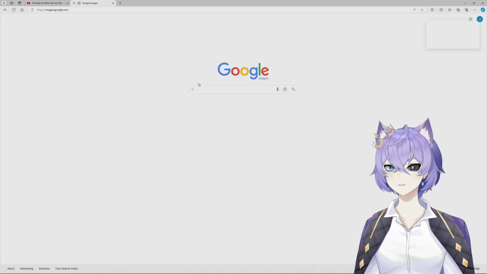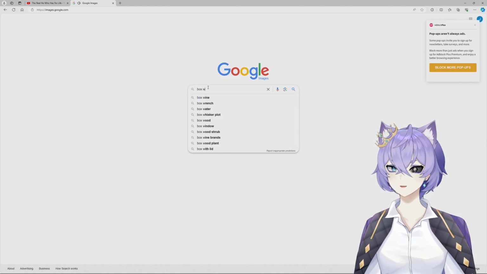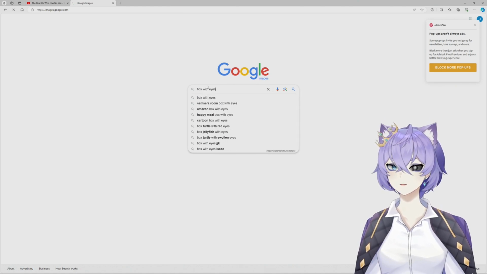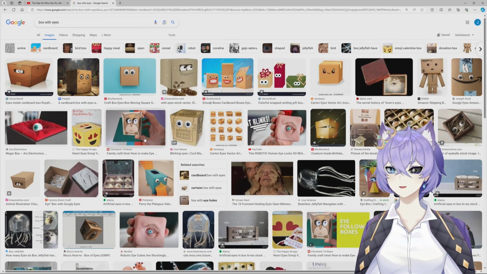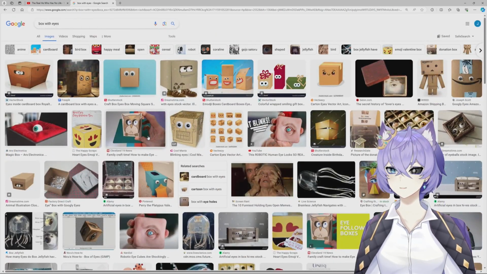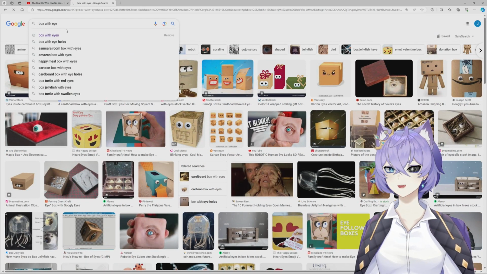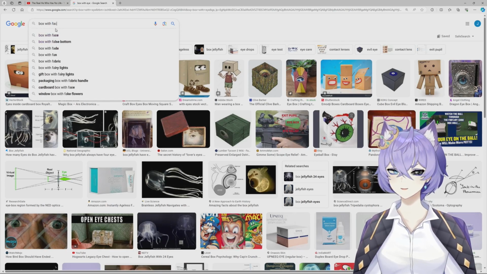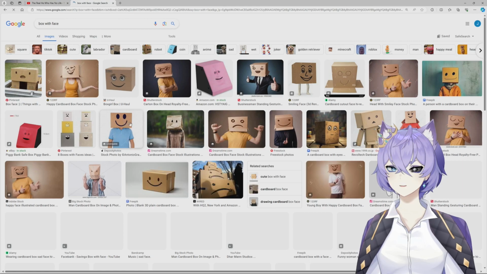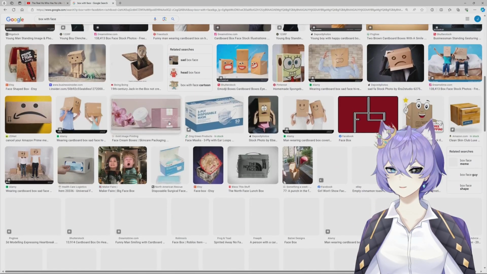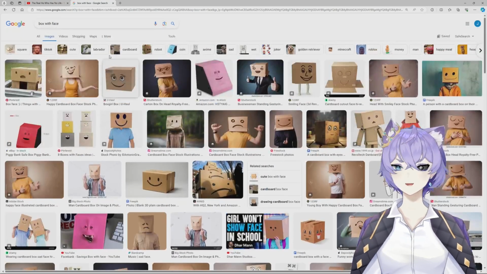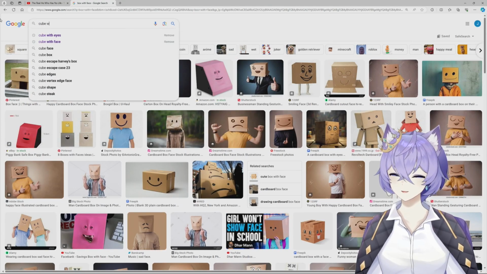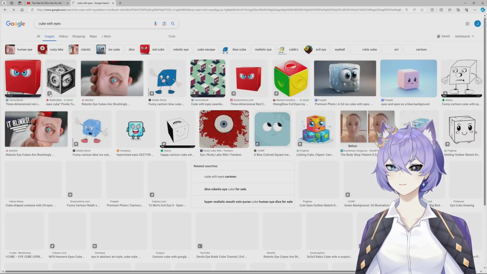Images.google.com. I think it was like box with eyes. So if I just want to make box with eye? Box with face? What was I looking up earlier that got me the results I wanted? Oh, cube with eyes. That's it. Cube with eyes.